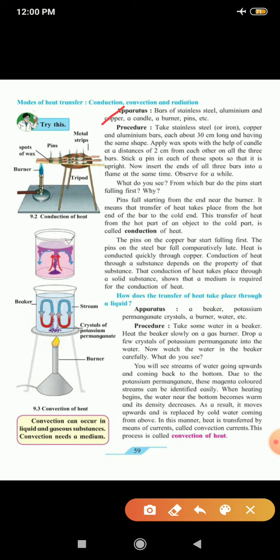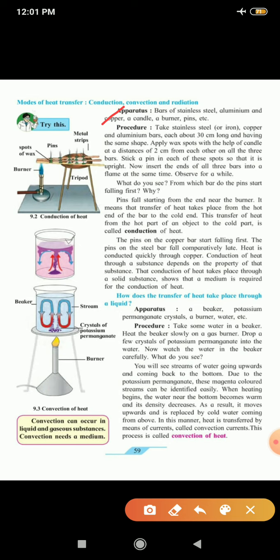From which bar do the pins start falling first and why? So pins fall starting from the end near the burner. It means that transfer of heat takes place from the hot end of the bar to the cold end.